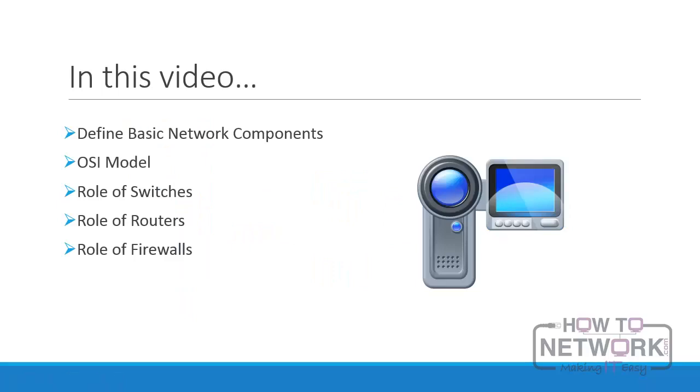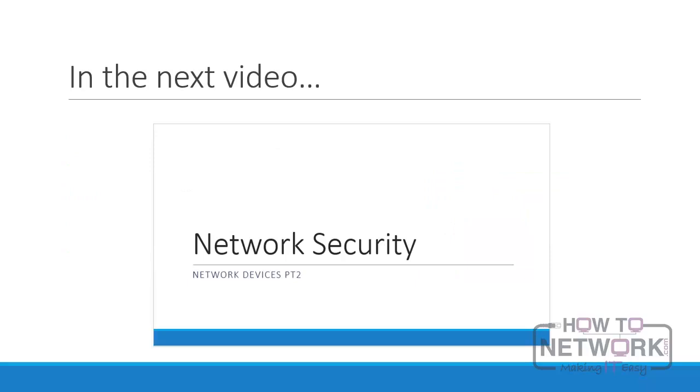In this video, we defined basic network components, reviewed the OSI network communication model, and then looked at the roles of routers, switches, and firewalls in our networks. In our next video, we will continue our look at network security with Network Devices Part 2.